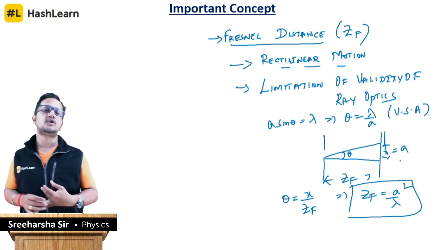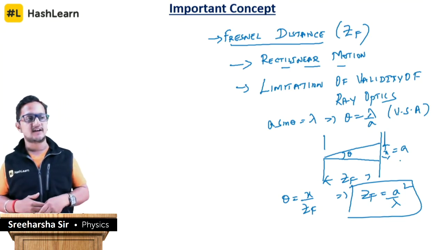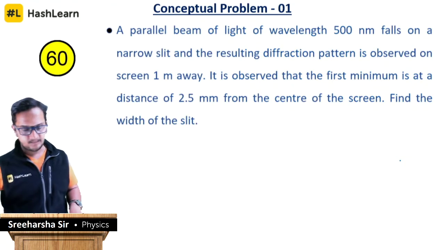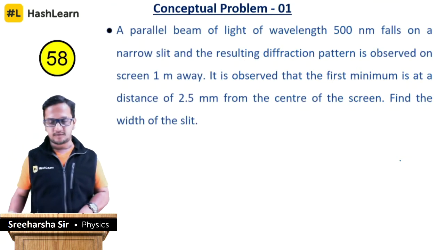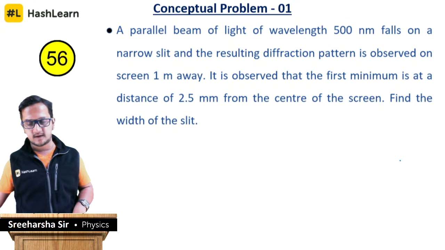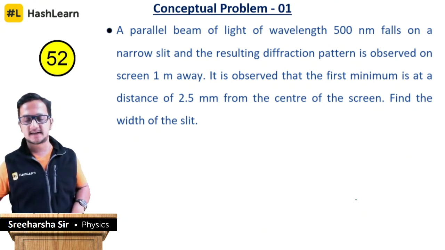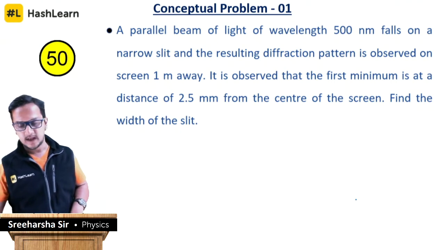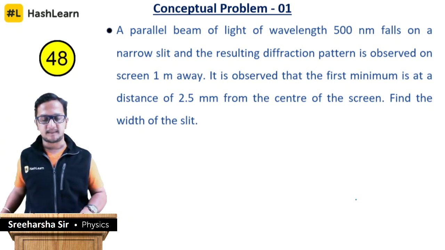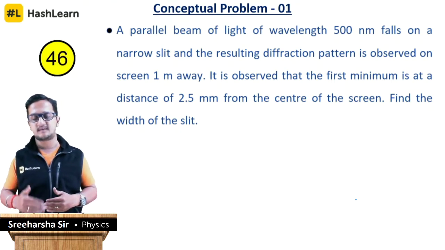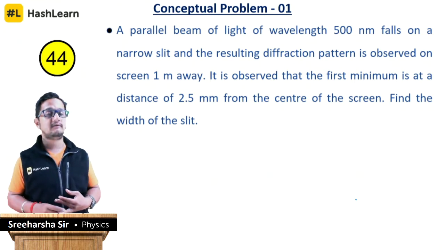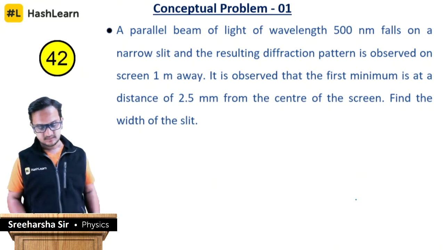So with this, we are good to solve the numericals. Now we have the first problem on your screen. A parallel beam of light of wavelength 500 nanometer falls on a narrow slit, and the resulting diffraction pattern is observed 1 meter away. It is observed that the first minimum is at a distance of 2.5 millimeter from the center of the screen. Find the width of the slit.